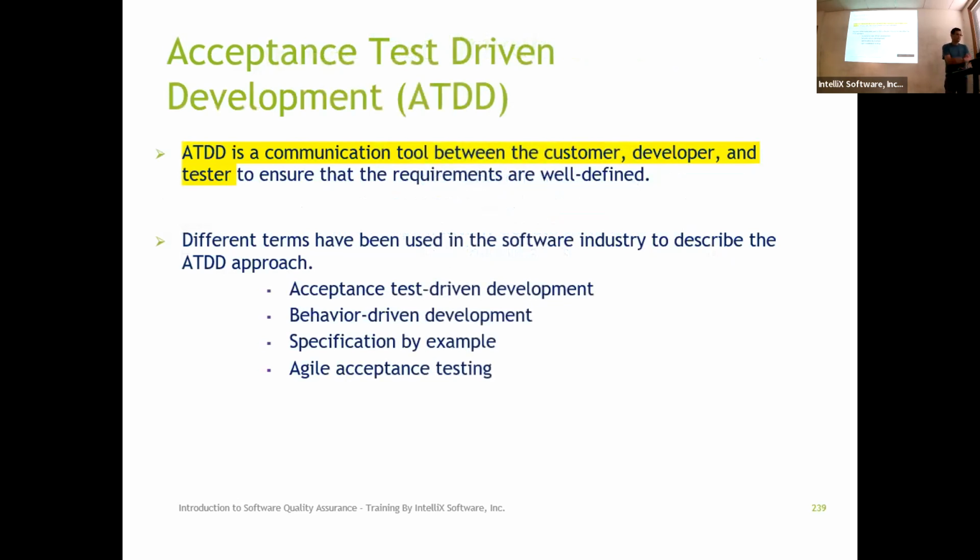Now you will probably hear some other terminology. Like acceptance test-driven development, that's one, but then you will see BDD, behavior-driven development, specification by example, and agile testing. I'll show you as we go through the slides. I'll explain what BDD is, why it's called behavior, what specification by example is, and what agile testing is. But those terminologies are used as part of the ATDD process.